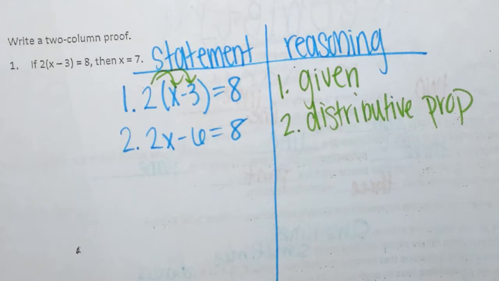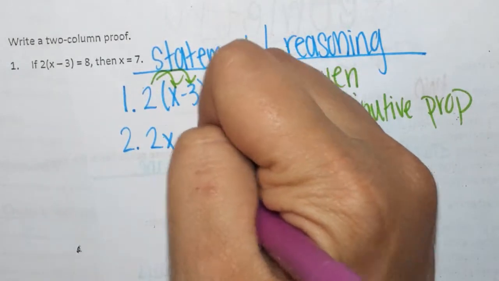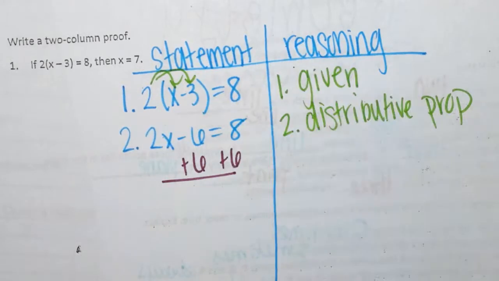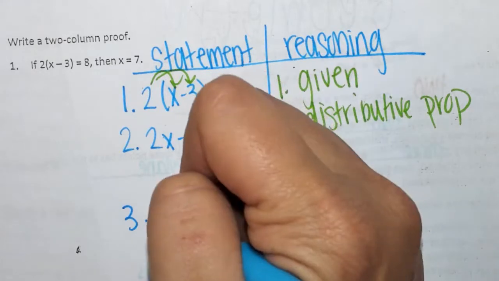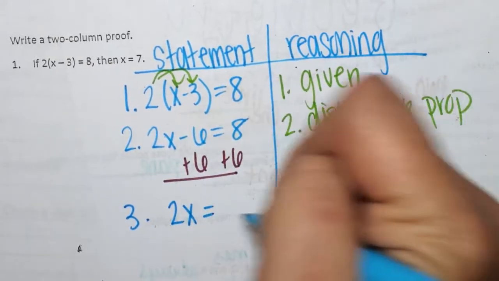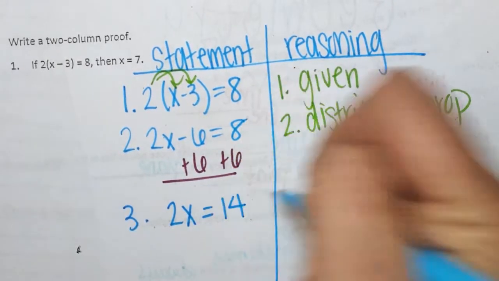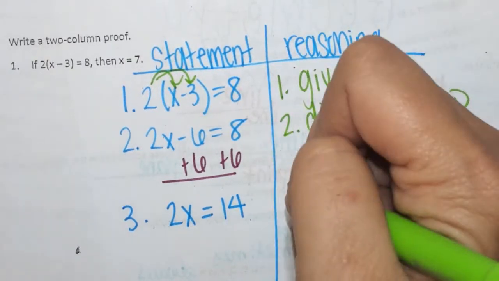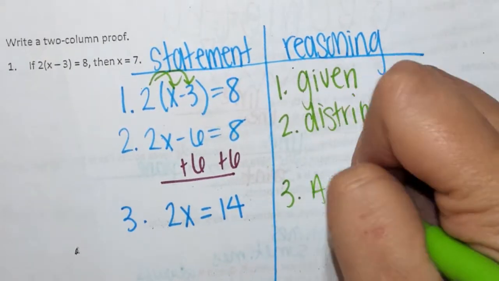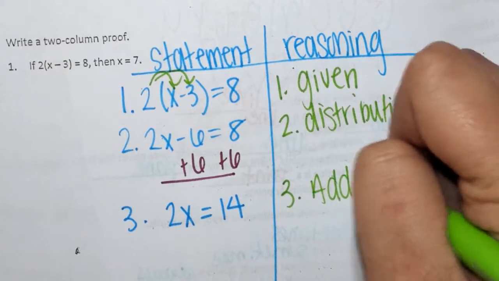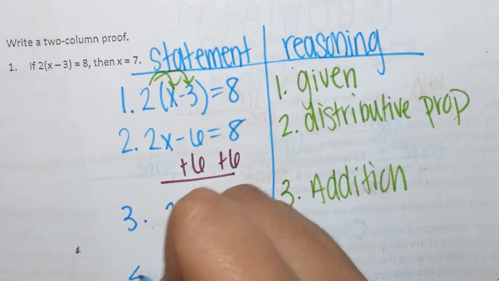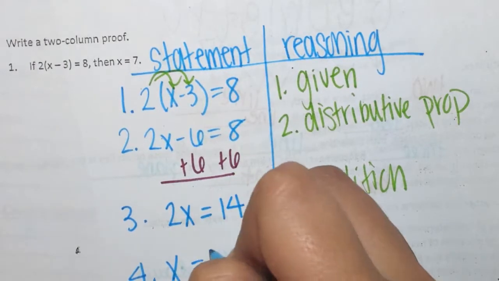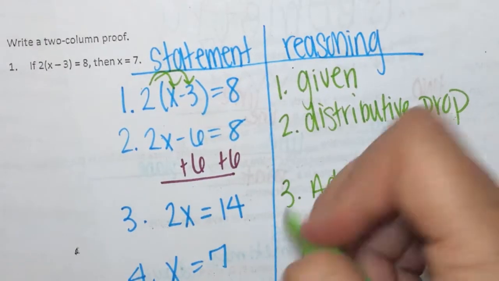What would be our next step? Add 6. And what property is that? The addition property. So what would that give us? 2x equals what? 14. Good. So then that's the addition property, and you can just write addition. And then what's our last step? Divide by 2. So that would be the division property, and x equals 7. Boom, we're done.